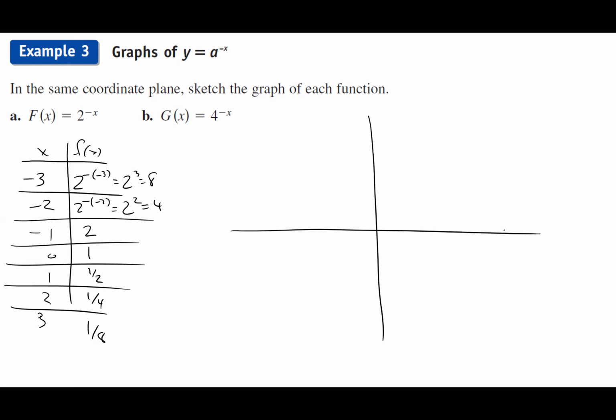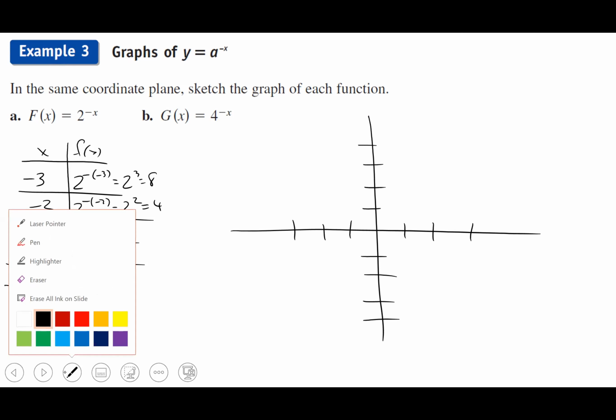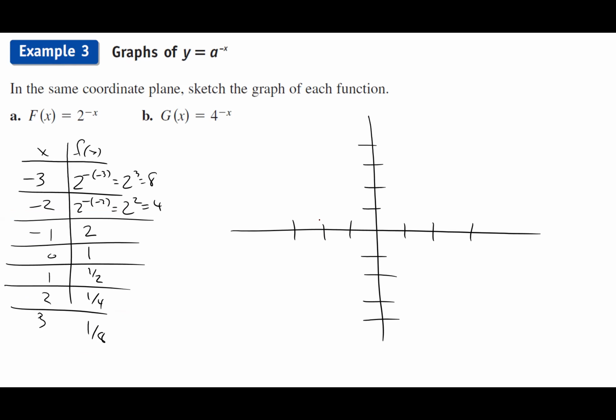Let's graph this guy here. So 1, 2, 3, 1, 2, 3, 2, 3, 4, 2, 3, 4. So negative 3 now jumps to 8. I'm not going to graph that one. Negative 2 graphs at 4. Okay. Negative 1 graphs at 2. That's cool. Hey, there's my 0, 1 again.